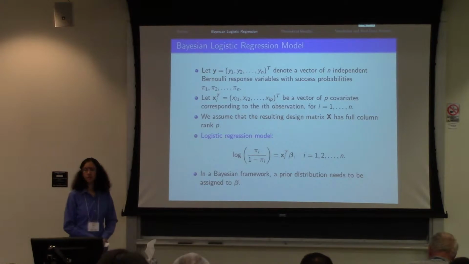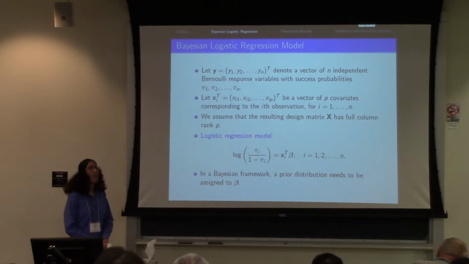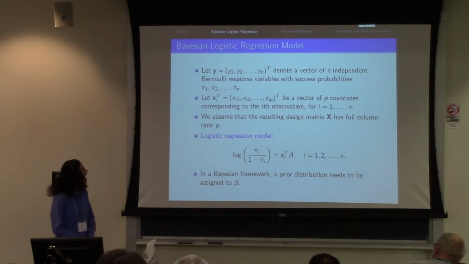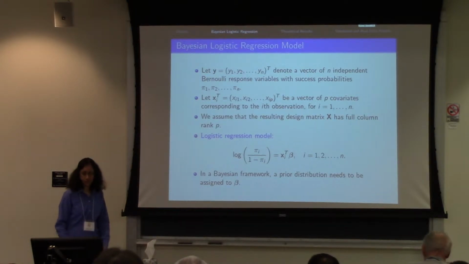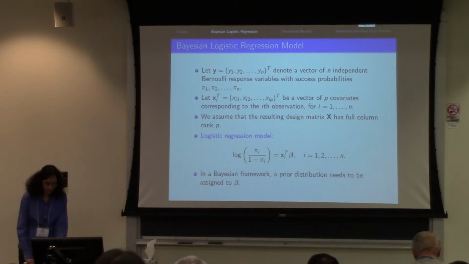So here is the usual notation. Y is the binary response variable. We have p predictors, x1 to xp, and we assume that the design matrix X has full column rank, and it includes the intercept in this case. And here we have the usual logistic regression model, and we're trying to look at choice of priors for the regression coefficients beta.